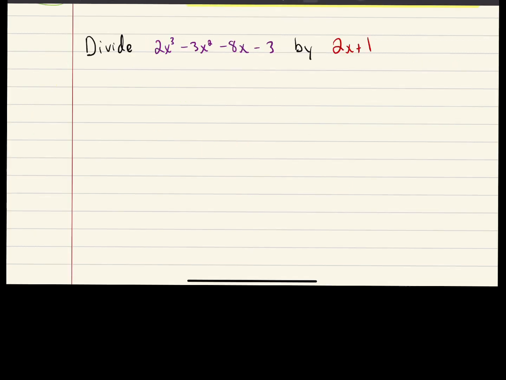So for our next example, let's divide 2x cubed minus 3x squared minus 8x minus 3 by 2x plus 1. And once again, remember that this is going to be the divisor. Okay, and then this whole thing here is the dividend, or the polynomial. So we're going to repeat the process that we used for the first.